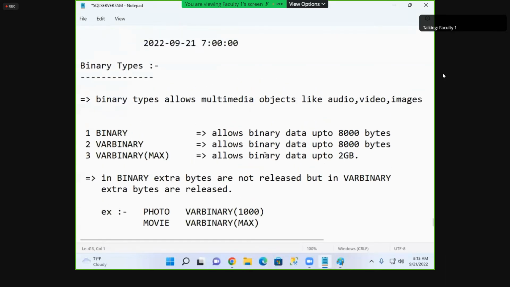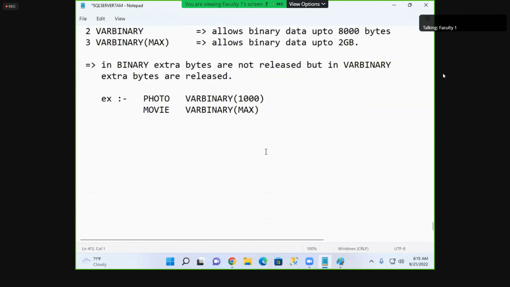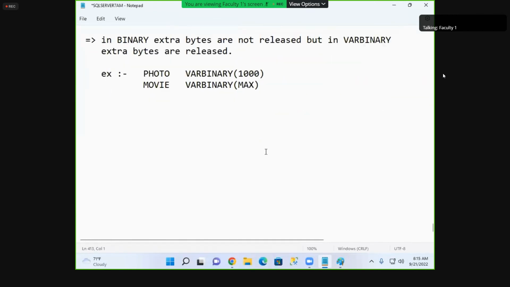Okay, then. So these are the different types. Suppose, for example, you take a bank. A customer opens an account. When a customer opens an account in a bank, what details do they collect from the customer? What details do they store in the database? Customer what?